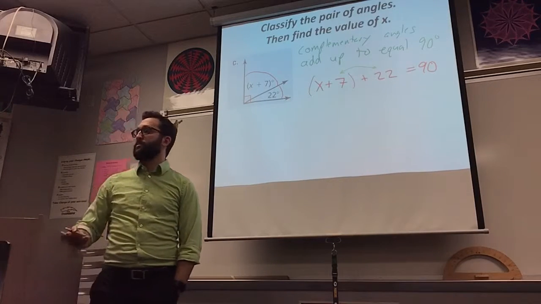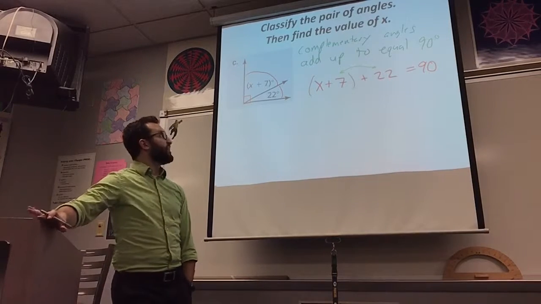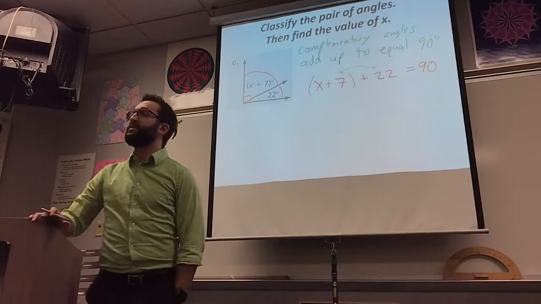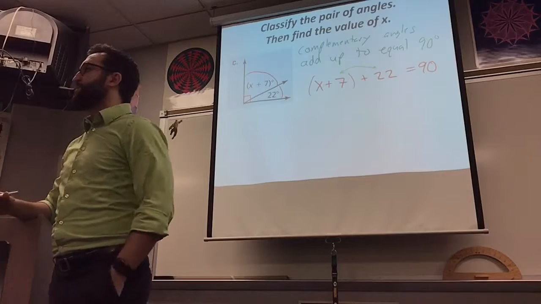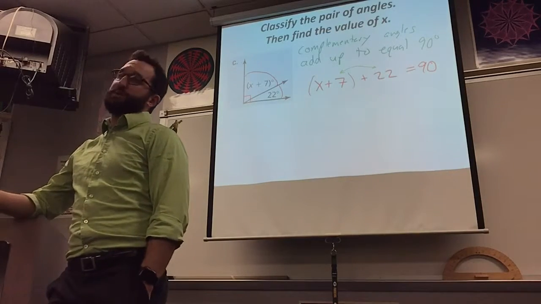There's no 7x in this problem. You see a 7 right next to an x? Yes, but that says x plus 7. That's different than 7x. X plus 7 is very different than 7x. We need to get away from that. Okay, x plus 7 is an addition problem. 7x is a multiplication problem.